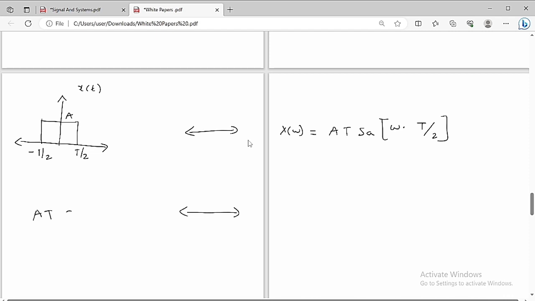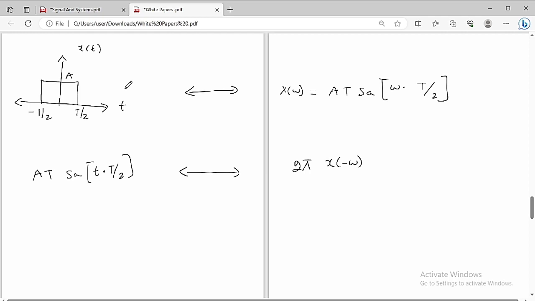A capital T, Sa of small p into p by 2. What is the Fourier transform for this one? 2 pi into x of minus omega. This x of minus omega is nothing but p plus p by minus omega. It is an even function. As the given function x of t is an even function, x of t is equal to x of minus t, so x of minus omega is also equal to x of omega, because the given signal x of t is an even signal.